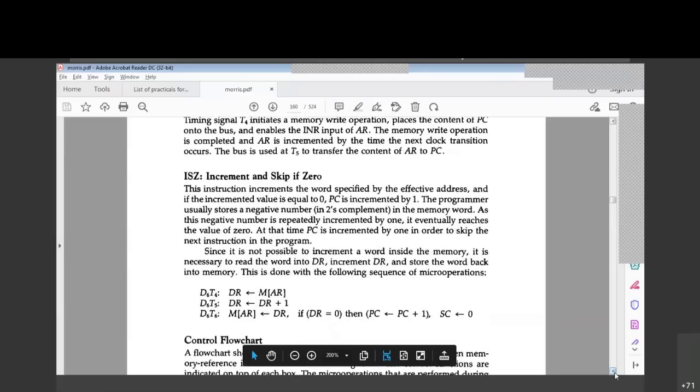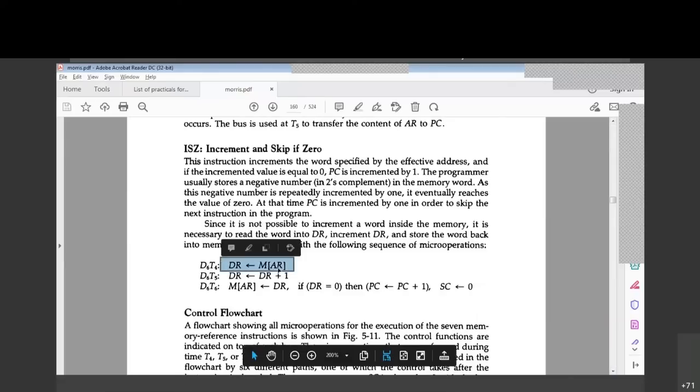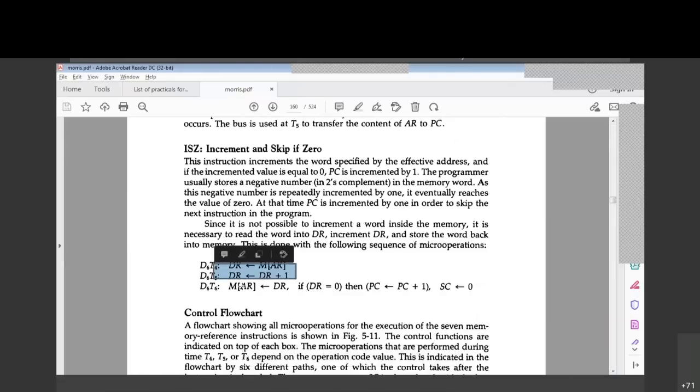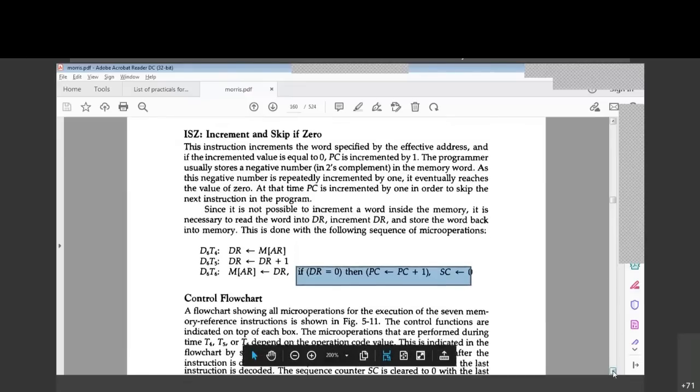And the last instruction was increment and skip F0, where we first take the content of memory to DR, then DR plus 1. Once our data is incremented, we will store it back to memory, and then we will check if DR is 0, we will skip the next instruction and change the value of PC to PC plus 1. Okay, so this was all about memory reference instruction.